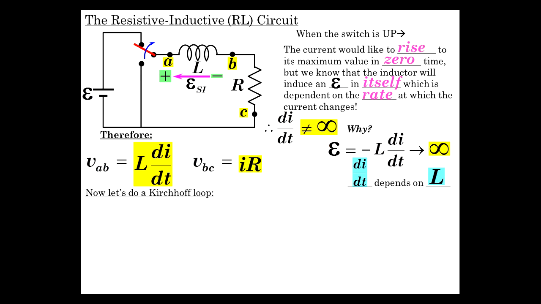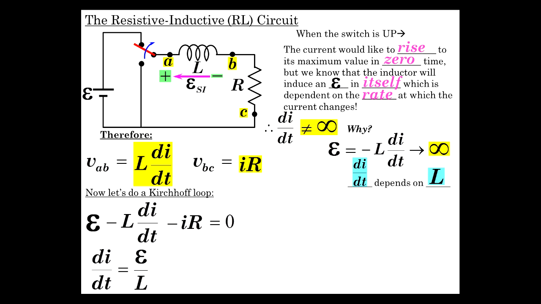So let's now do a Kirchhoff loop around this whole circuit. Here's where it gets practical. So we have EMF minus L di/dt, plus to minus, it's a drop in potential, minus IR equals 0. There's the whole loop. So let's algebraically solve for di/dt, and the algebra would give us EMF over L minus IR over L. You can work that algebra out if necessary.